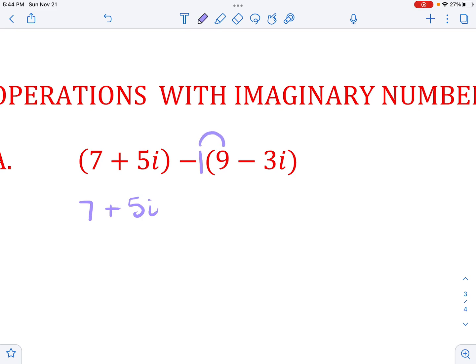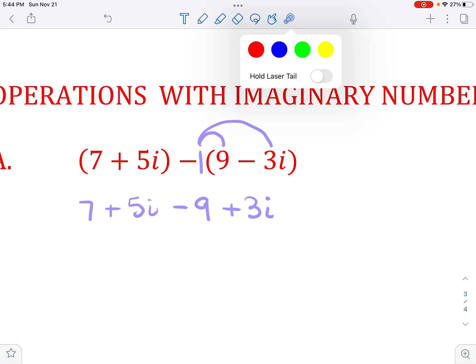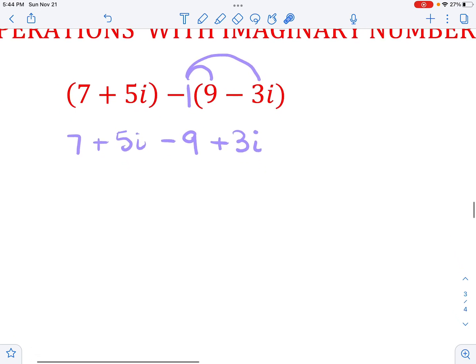So -1 times 9 is -9. -1 times -3 is a +3, but that 3 had an i with it, so it goes along for the ride. -1 times -3 is +3 with an i. And then I try to see if I can put any of these terms together. So 7 matches -9. So 7 minus 9 is -2.